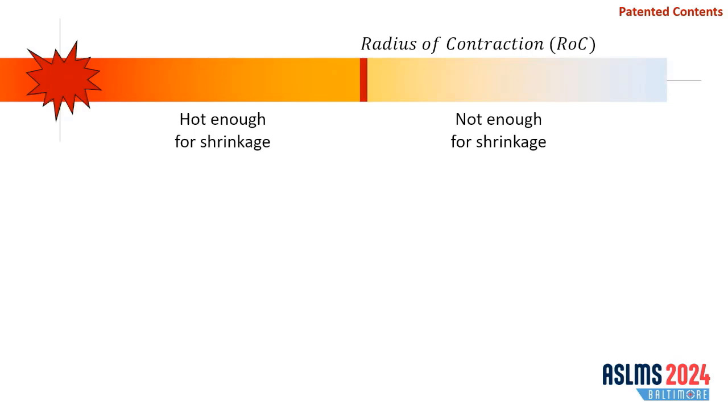So here's the model. If we induce a focused heat spot, then the heat will dissipate outward, and there should be a specific cutoff radius in that collagen shrinks. And we're going to define the boundary as the radius of contraction.